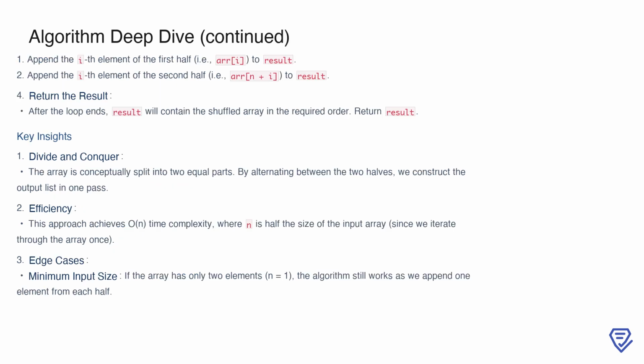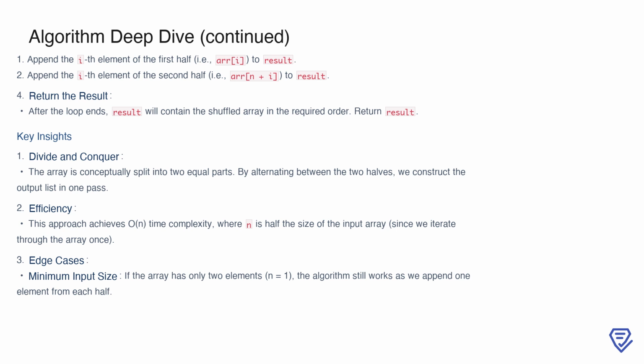For each iteration in the loop, the algorithm performs two main operations. First, it appends the ith element from the first half of the array, ARR[i], to the result list. Then, it appends the ith element from the second half, which is located at ARR[n + i], to the same result list. These two steps ensure that we are alternating consistently between the two halves of the input array. After the loop completes, the result list contains all the elements in the desired order, and we simply return it as the output.